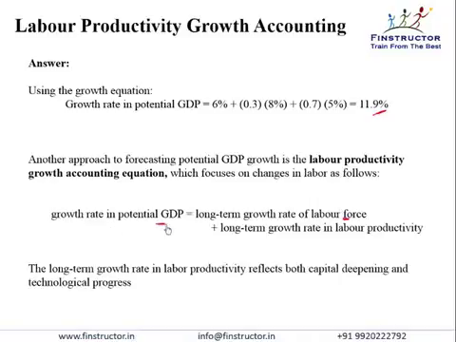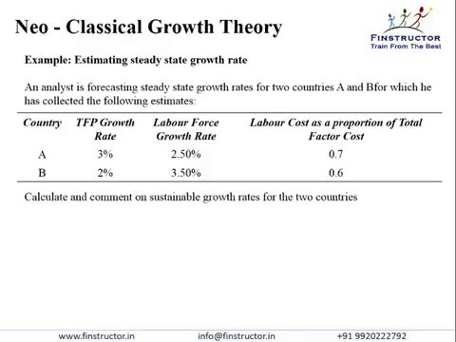The growth rate in potential GDP will be the growth in labor plus the growth in the productivity of the labor. We can think of GDP growth in this equation as well, depending on what data is provided. Labor productivity will generally increase if we have more capital and more technological progress. Study these concepts in more detail.